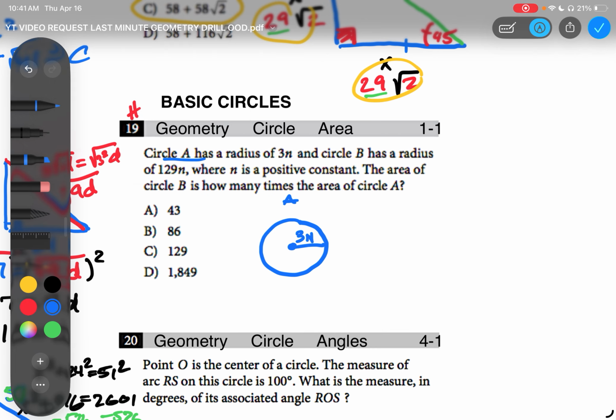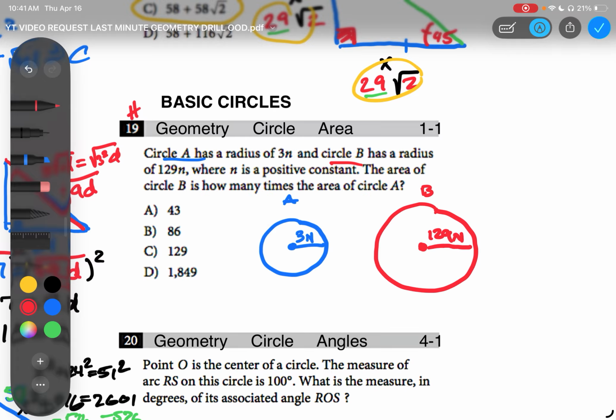That is the radius of this circle. Why can't they use a capital N? Mean. Now, circle B has a radius of 129N. Oh, man, I didn't even think of that. People could think it's an actual pi. So 129N.